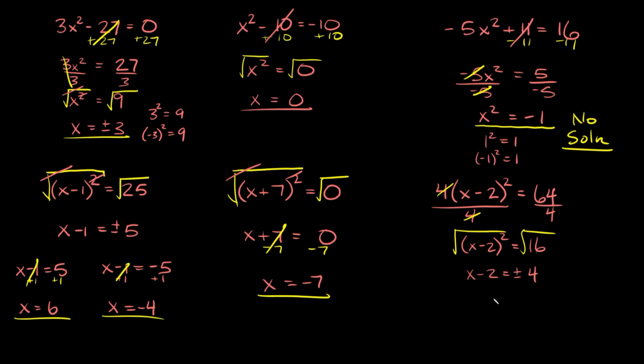Again, we're going to have two equations: x minus 2 is equal to positive 4 and x minus 2 is equal to negative 4. We'll just add 2 to both sides. So here we get x is equal to 6, and over here, same thing, just adding 2 to both sides, you get x is equal to negative 2. So there are your two solutions for this problem.